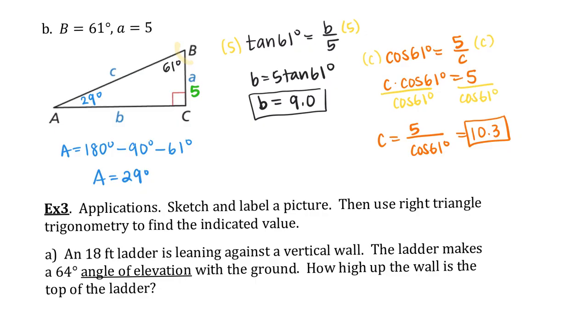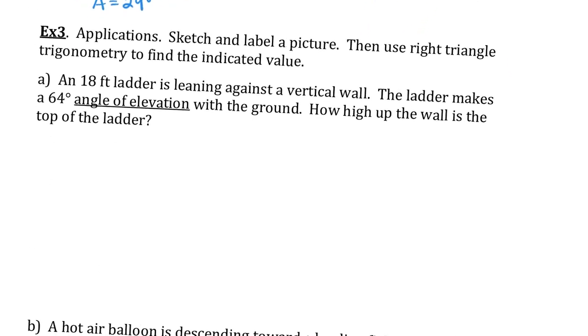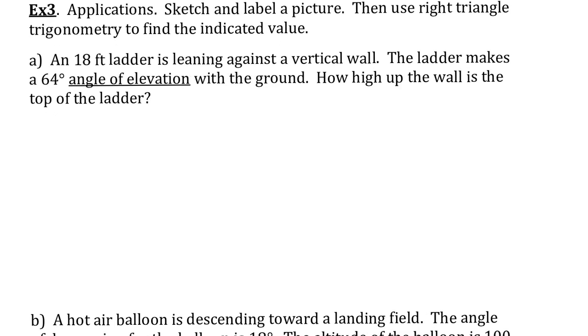Okay, last thing is applications. We're going to sketch and label a picture, then we're going to use right-angle trigonometry to find the indicated value. It says an 18-foot ladder is leaning against a vertical wall. Okay, this is going to be my wall. We're trying to get a triangle, so your stuff doesn't have to look like what it is. That's my wall. 18-foot ladder.